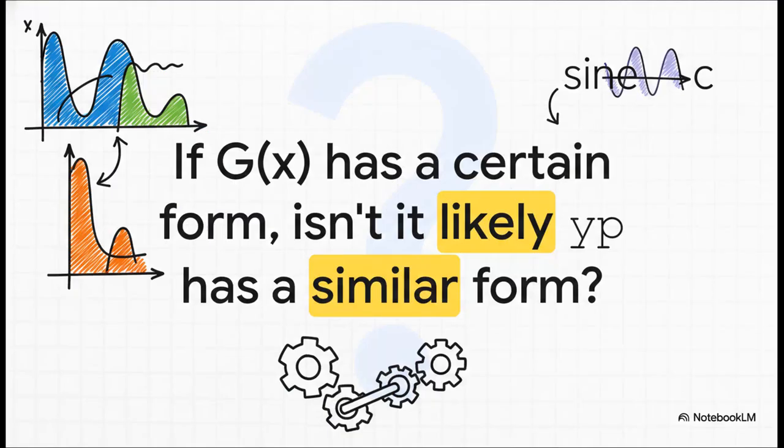I mean, think about it for a second. If that forcing term, g of x, is a polynomial, what are its derivatives? They're also polynomials. So it kind of makes sense that the solution, YP, that has to balance everything out, is probably going to be a polynomial too. The same logic holds for exponentials and sines and cosines. The response should probably look a lot like the force.